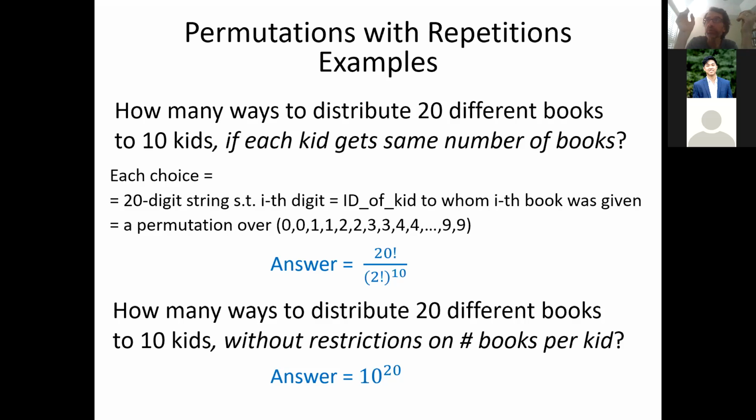If you permute the books, this is a constraint: one book per kid. If you just do 20 factorial, that's a correct answer to a different problem. It's the problem where I have 20 books and 20 kids, and one book gets to one kid. Every kid gets a book. So if the question was, I have 20 books, 20 kids, each kid gets a book, that's 20 factorial.